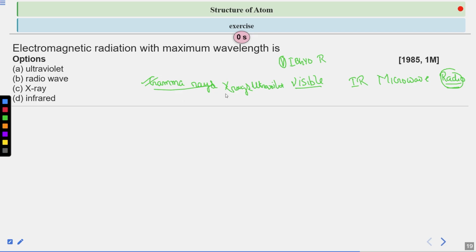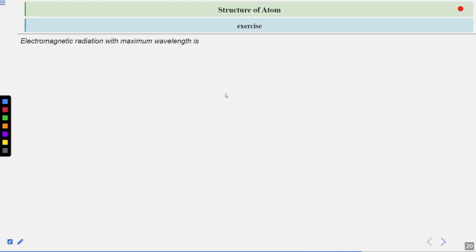Then moving on to the answer. If this is true, then which will have the maximum wavelength? Yes, longest wavelength with the lowest energy. So it is obvious from the formula E equals hc by lambda. Energy is inversely proportional to lambda. The correct answer will be the radio wave.